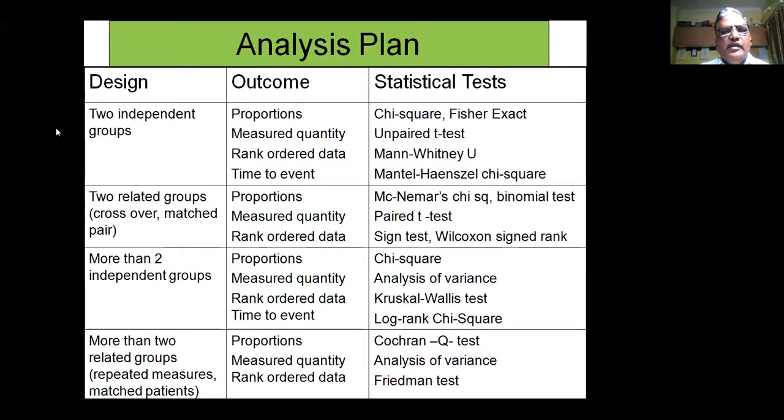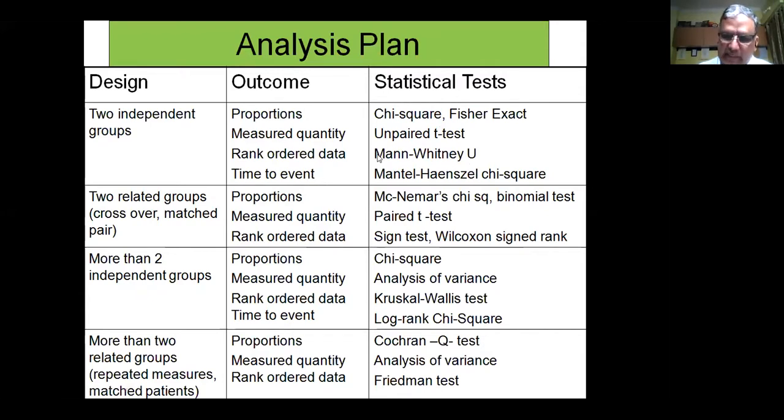Your statistical tests are altogether a separate talk, but in a nutshell, if you have 2 different groups and your outcome is yes/no, categorical or proportions, you would use the chi-square test or Fisher exact test. If you have numbers on a continuous scale, like blood pressure, blood sugar, birth weight, gestational age, then for two different groups you'll use the unpaired t-test. If it is ranked or ordinal data, or your measured quantity is not normally distributed, you'll use the Mann-Whitney U test, and for time to event, the Mantel-Haenszel chi-square test.